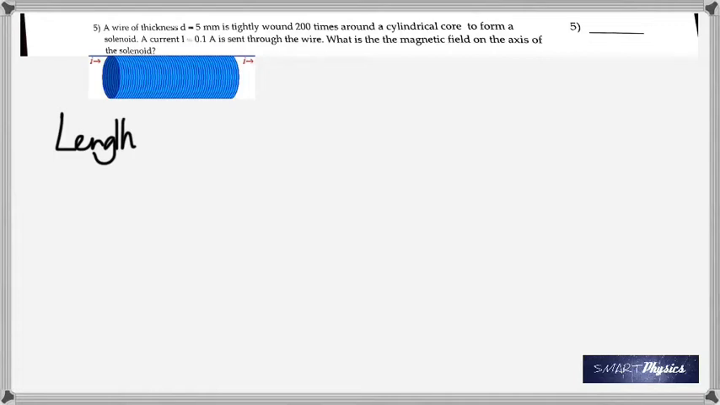6. Oh no, that's number 5. You have a wire of thickness 5 millimeter that's tightly wound 200 times. Now each one has thickness 5 millimeters, so if you multiply 5 times 200, you're going to get the length of the solenoid. That's the idea that you need to have. 5 times 200 is 1000 millimeters, which is exactly 1 meter.